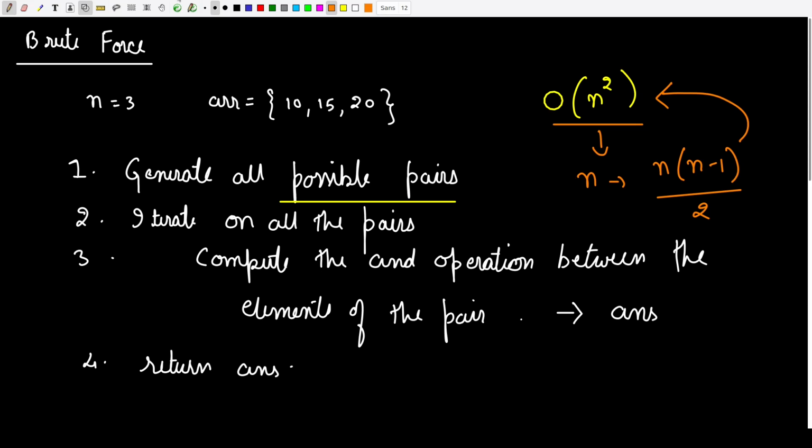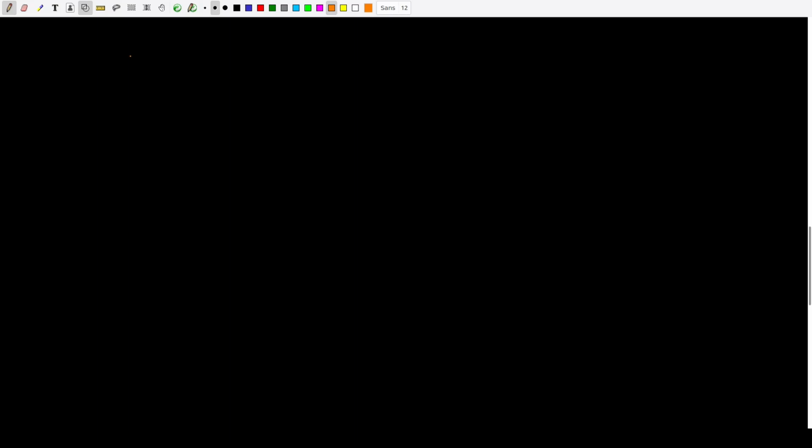Now let us go ahead and discuss the optimal solution for this problem. As we have seen, the problem with the brute force solution is that we have to generate all possible pairs. In the optimal solution, we will try to avoid computation of all possible pairs. So let us discuss how we can avoid the computation of all possible pairs.